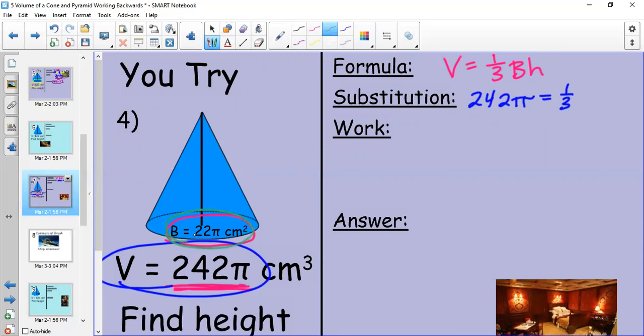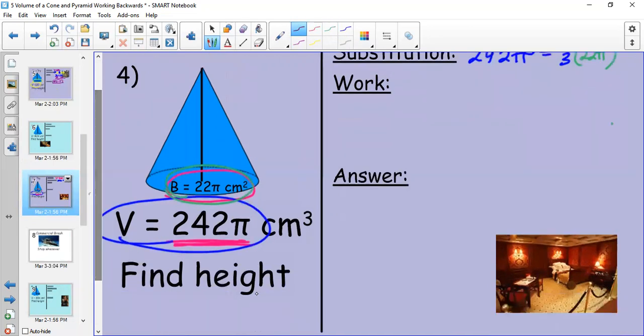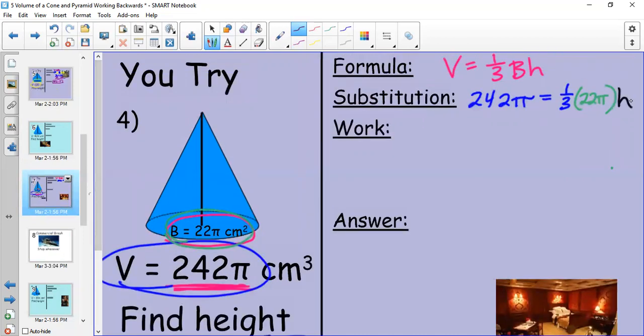Our big B is 22 pi. Again, keep the pi, that's important. And it says find the height right here. So h is going to be our variable.